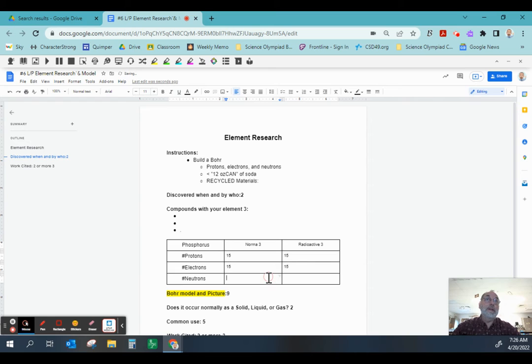Now it was 31. So for a normal one, you take 31 minus the atomic number, which is the atomic mass rounded, minus the atomic number. And that's going to give you 16.